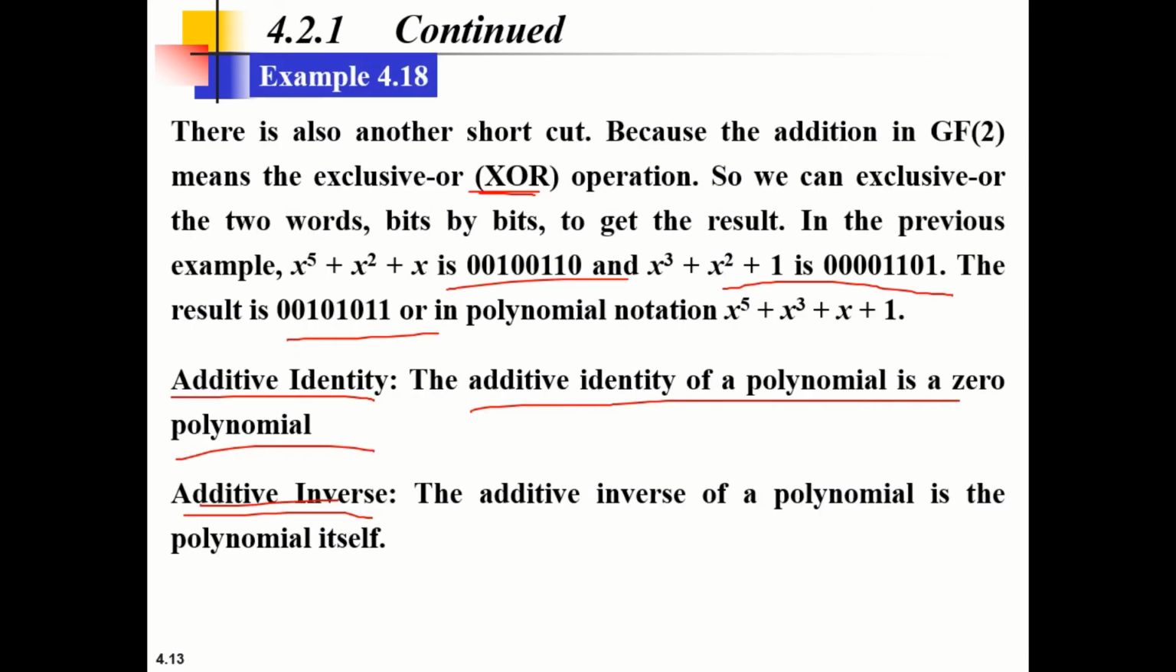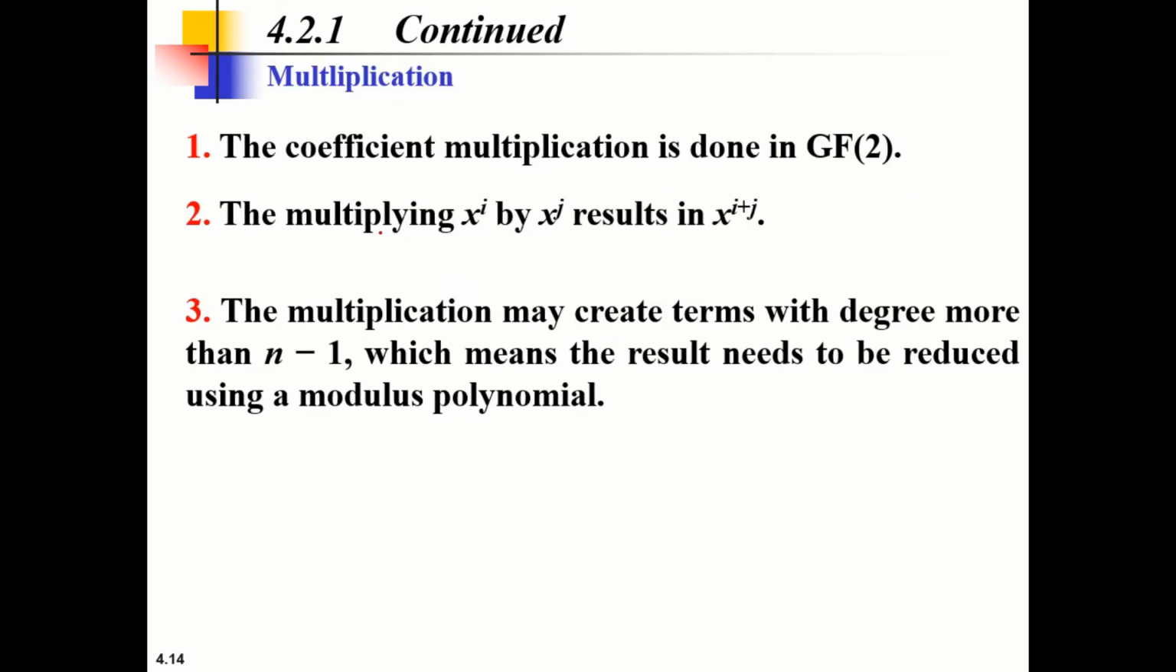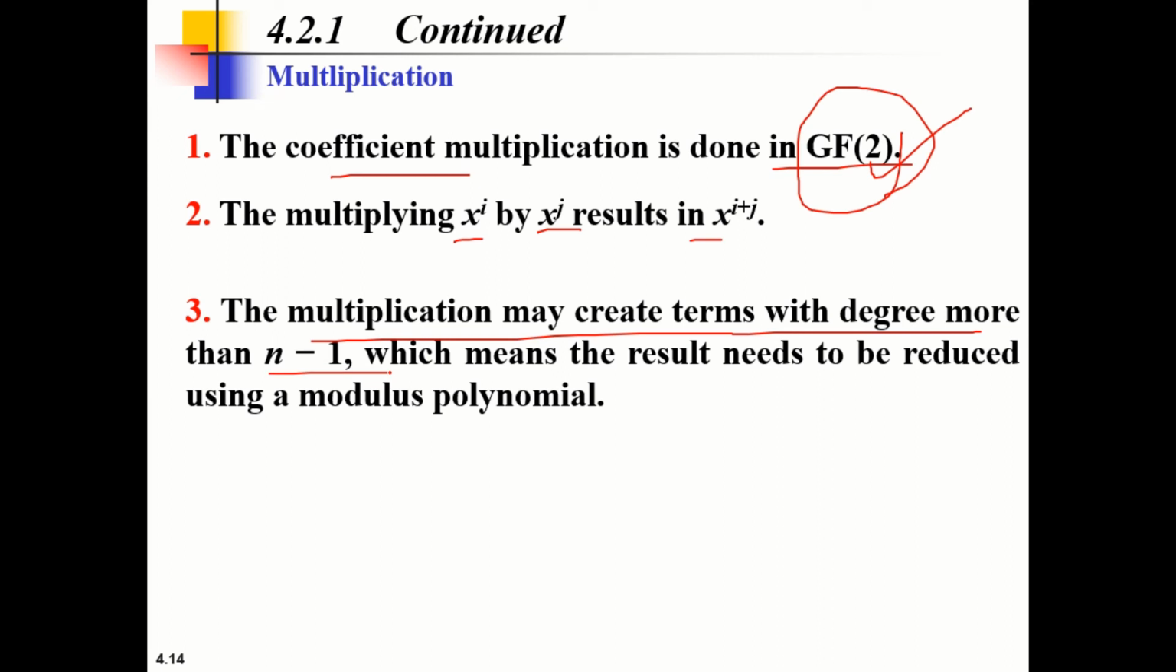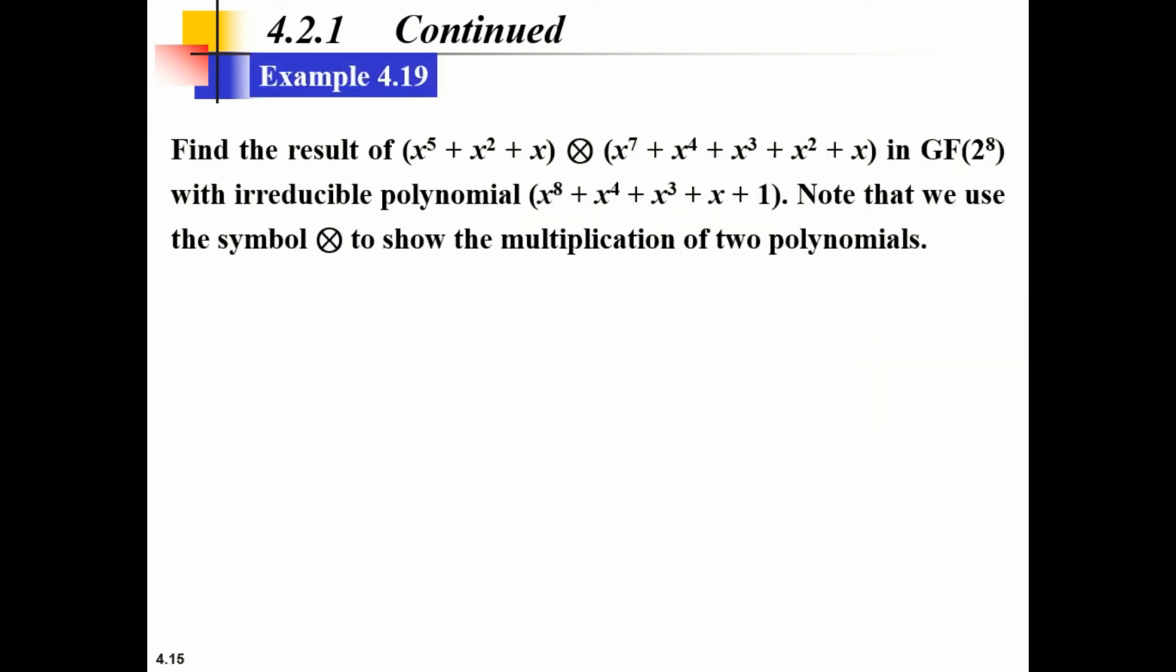Okay, next comes this multiplication. So as we already discussed, this is done in GF2, okay, for the coefficient multiplication we use this field, and when we multiply this x^i with x^j, then the result is x^(i+j), and the multiplication may create terms with degree more than n minus 1. In that case what we will do, we'll be calculating the modulus. Okay, now this is the example.